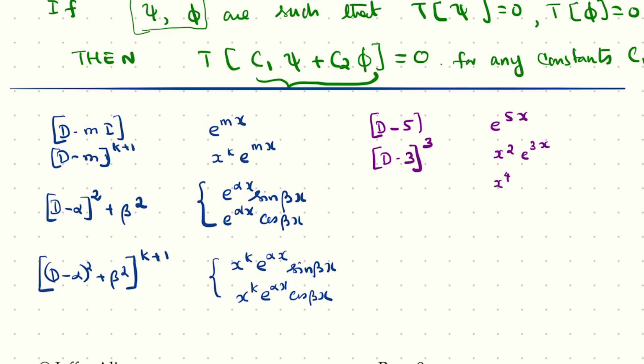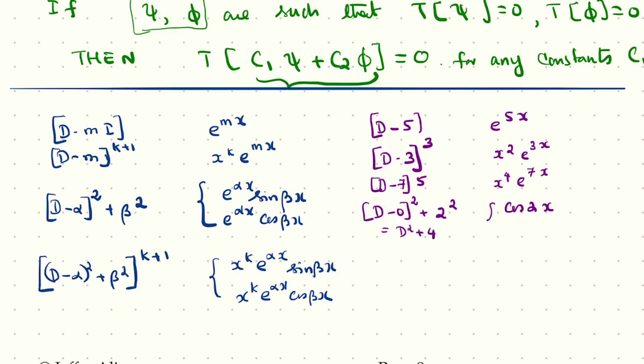x to the 4 e to the 7x. The annihilator for this would be (D minus 7) raised to the 5. If I ask you what would be the annihilator of simply cosine 2x, that will be (D minus 0) the whole squared plus 2 squared, because this is e to the 0x. That's e to the 0x, right? So because of that, if I simplify, this is going to be D squared plus 4.